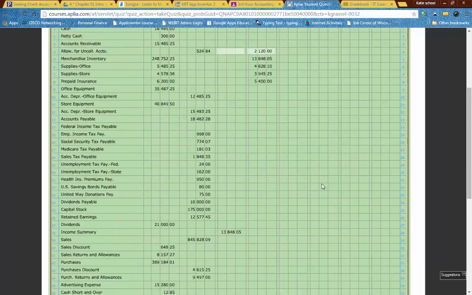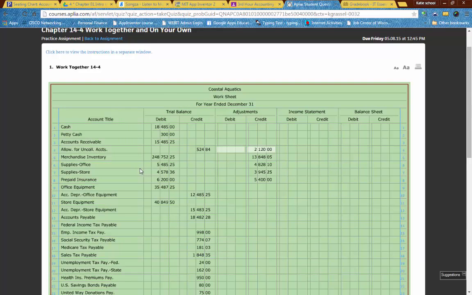Now please notice, allowance for uncollectible accounts is directly below accounts receivable. Allowance for uncollectible accounts is a contra account to accounts receivable. It has the opposite normal balance of its controlling account. Does that make sense? So accounts receivable has a debit balance. Allowance for uncollectible accounts, because it takes away from the balance of accounts receivable, has a credit.